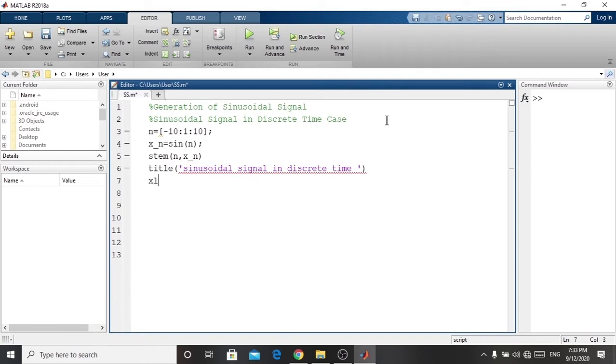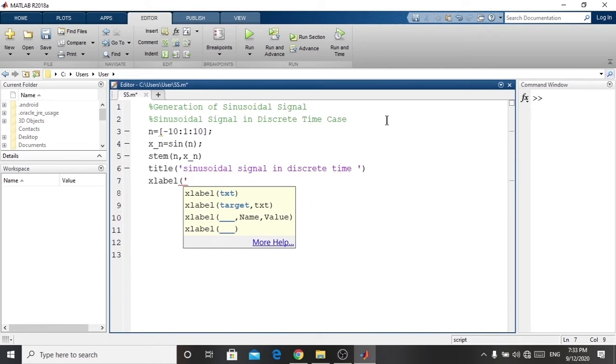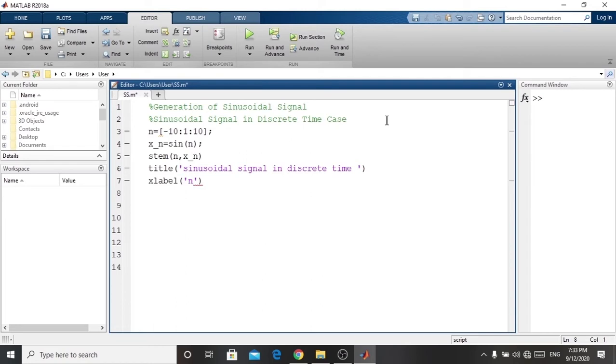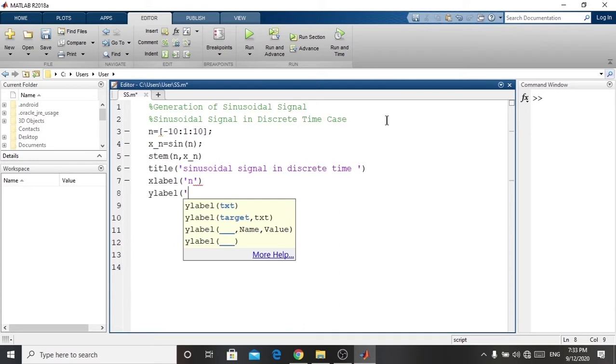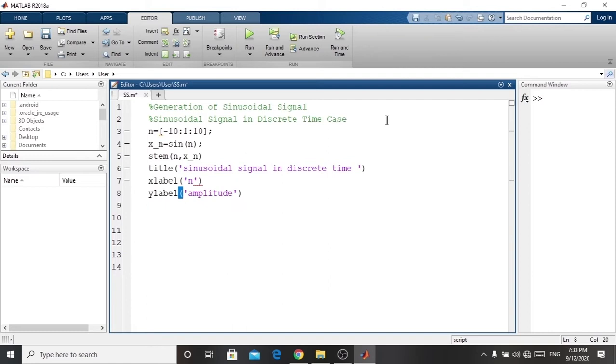Next, x label as n, y label as amplitude, and next we want to define the range of axis. Minimum value of x-axis is -10, maximum value is 10. Minimum value of y-axis is -3, maximum value is 3.